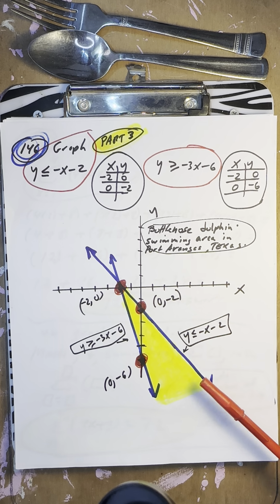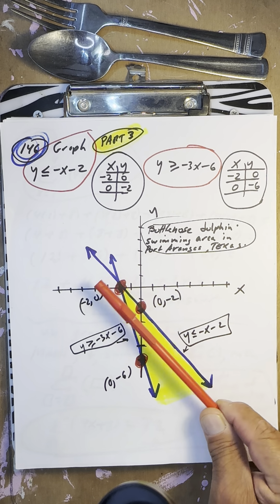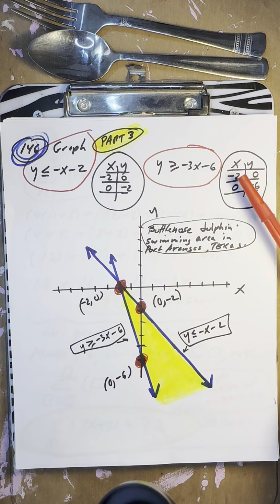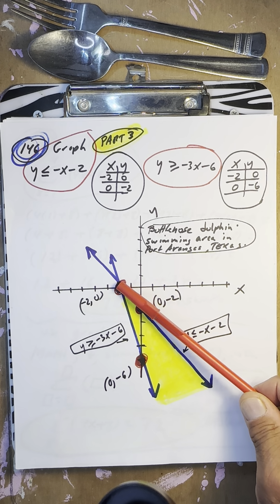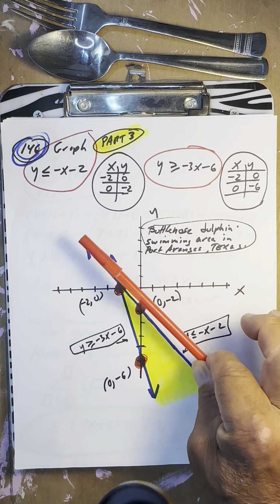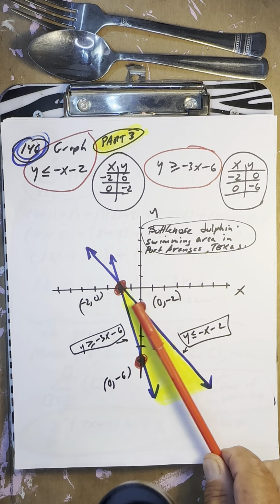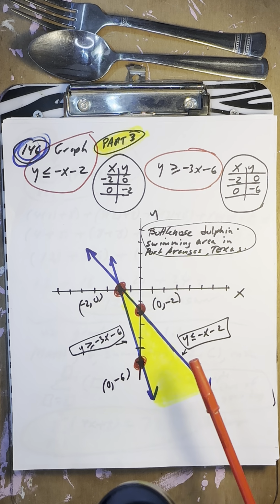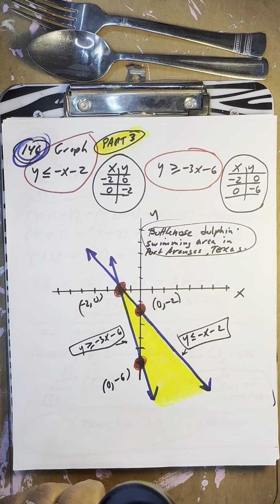There's one line. It's this graph. If it's less, that means this way. The other one, (negative 2, 0), same place. (0, negative 6) goes down here. So that one goes up. So this one goes down, that one goes up. So it's in here. All this area is where the bottlenose dolphin swimming area in Port Aransas, Texas is.